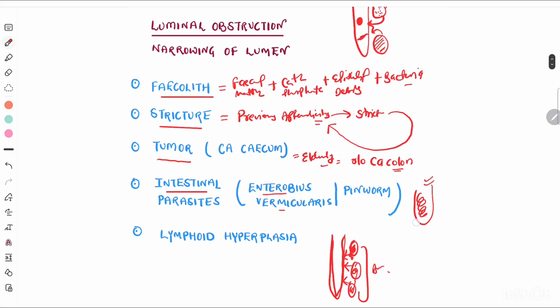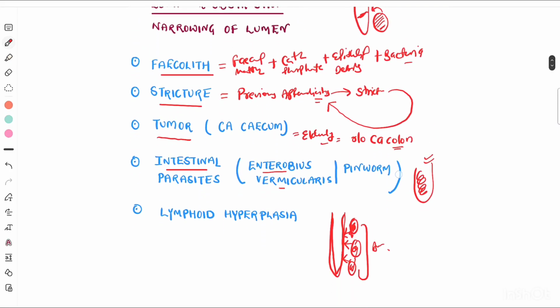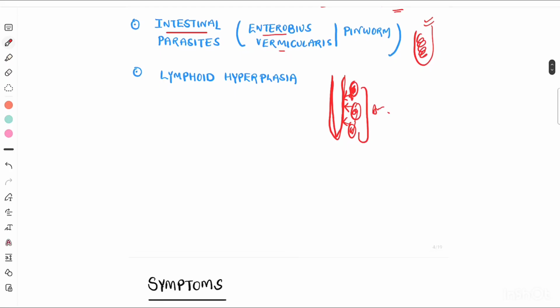So these are the things which cause appendicitis, and this appendicitis sometimes leads to perforation of the appendix. And what is the pathophysiology of perforation of the appendix? Here, if there is narrowing of the lumen of the appendix, there will be mucus discharge and bacterial growth.